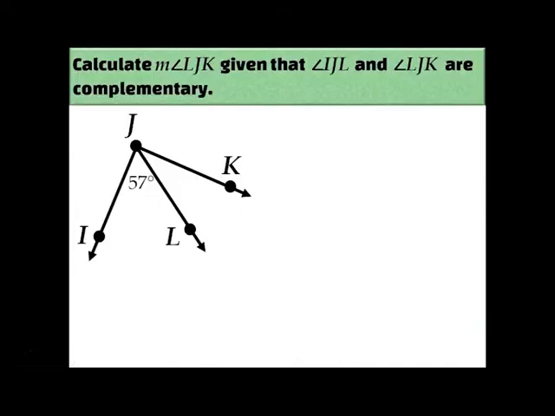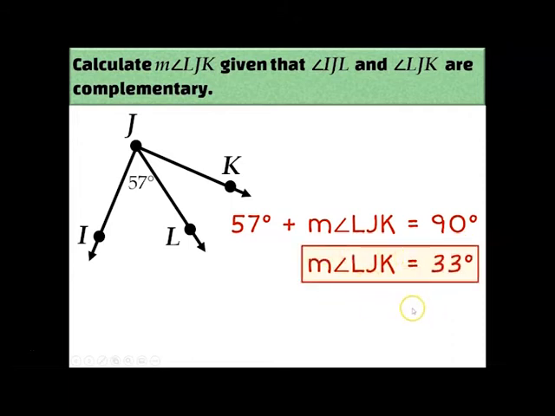So let's use this information to calculate some missing angle measures. I want us to calculate the measure of angle LJK, given that angle IJL and LJK are complementary. Complementary means that they add up to 90 degrees, so I can say that 57 plus the measure of angle LJK is equal to 90. So I'll just subtract 57 from both sides, and I find out that the measure of angle LJK is 33 degrees.